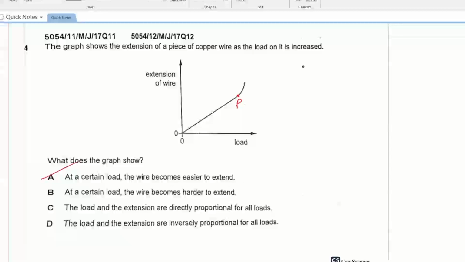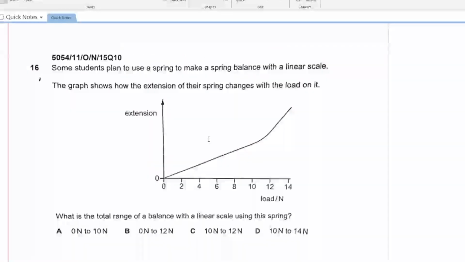And what is that certain load? After limit of proportionality, wire becomes easier to stretch. Simple as that. Let's further move ahead.